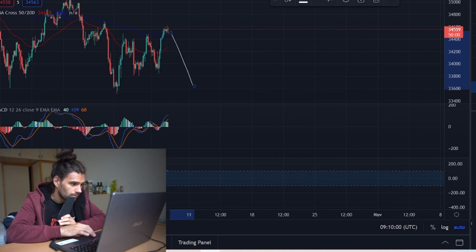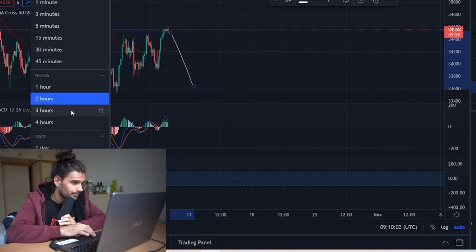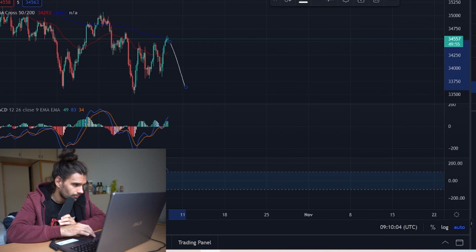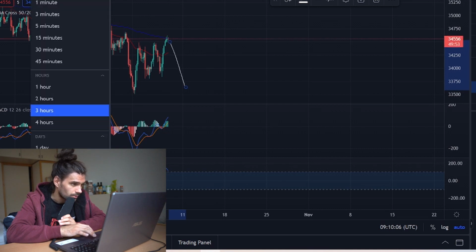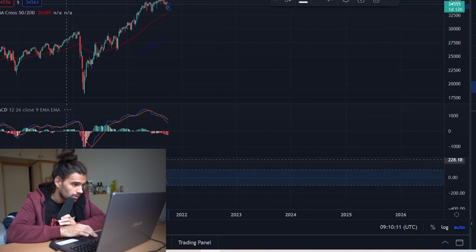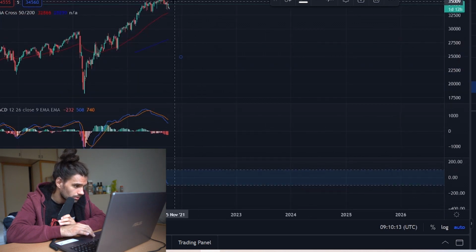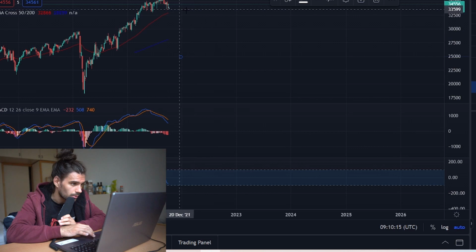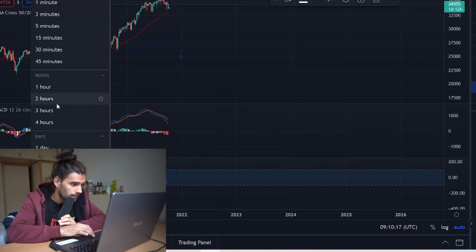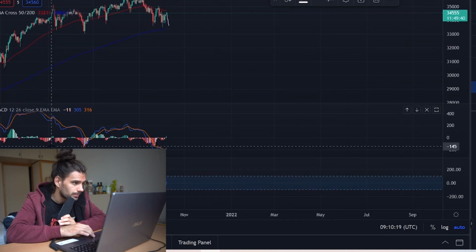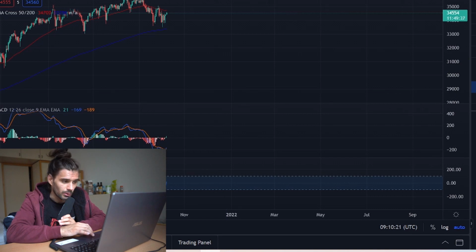Let's just quickly check some other time frames. 3 hour, not much going on here as well. Well, the weekly is a little bit too big for now, but anyway, this was the trade.